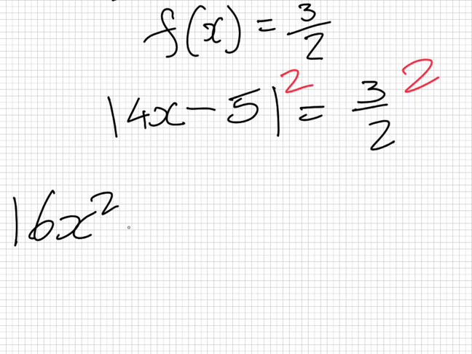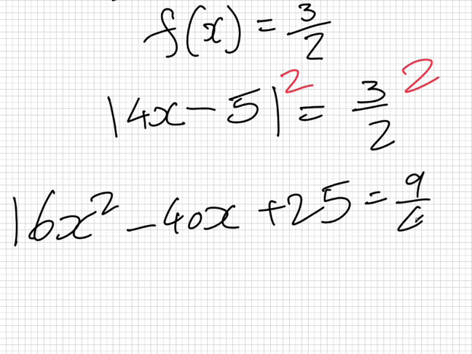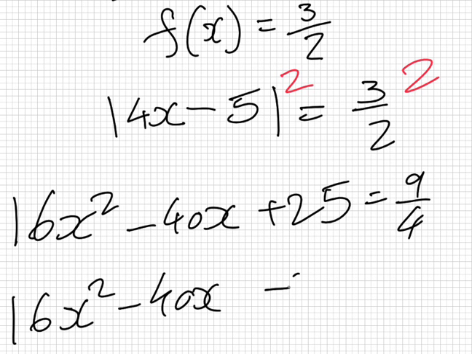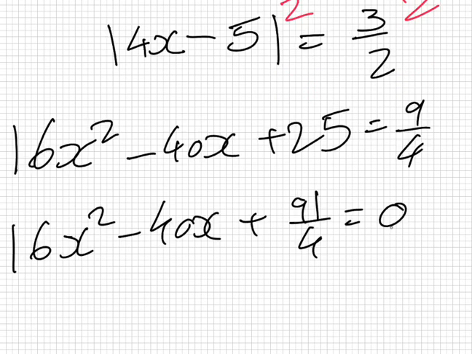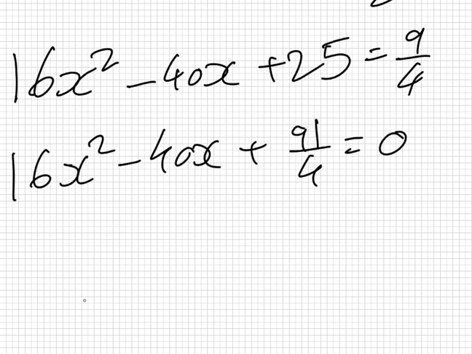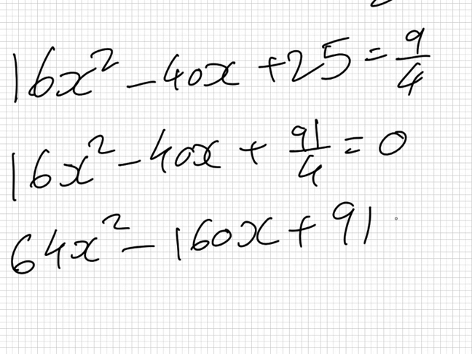16x squared minus 40x plus 25 equals 9 over 4. So 16x squared minus 40x plus 91 over 4, yes? Yes. To make it a little cleaner, I'll multiply everything by 4. 64x squared minus 160x plus 91 equals 0.